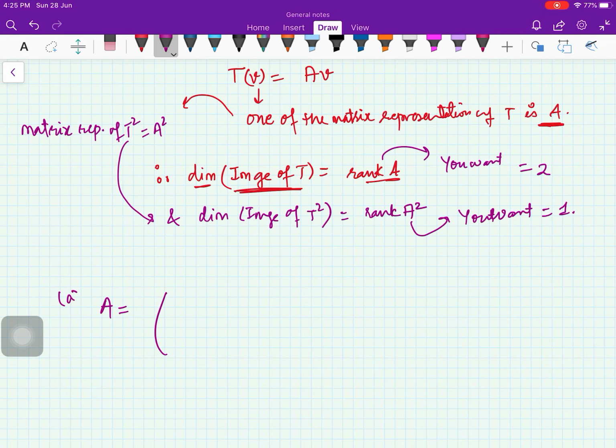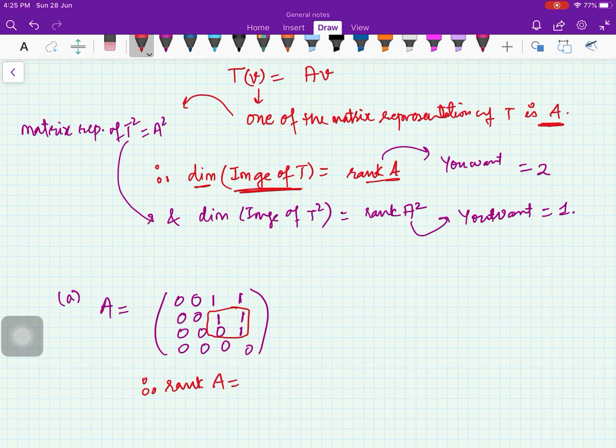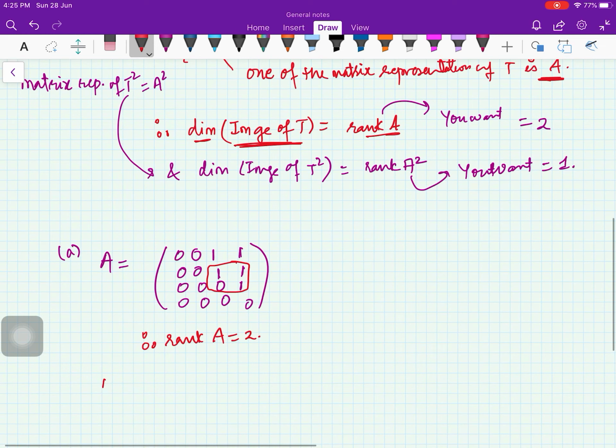Look at option A. Here you have 0 0, and where there are non-zero entries I am writing 1. You can write anything; just for simplicity I am writing 1. Here you see all the 3 cross 3 submatrices have 0 determinant. I can find at least one 2 cross 2 submatrix which has a non-zero determinant. Therefore, rank of A is 2.